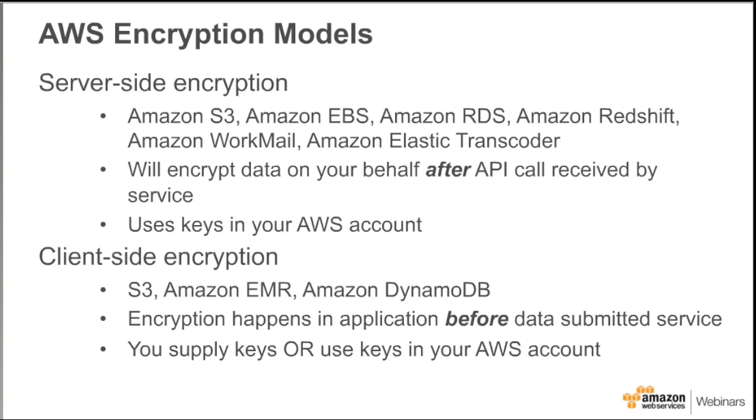The other option is client-side encryption. Client-side encryption is where you do the encryption yourself at the source of the data, inside your application, before you call an AWS service API. In this model, the encryption keys can be either ones that you supply, or keys that are available inside your AWS account. I'll explain how that works a little bit later. But the point is that the data that the AWS service, or any cloud provider at this point, receives is encrypted. They can't do anything with it.